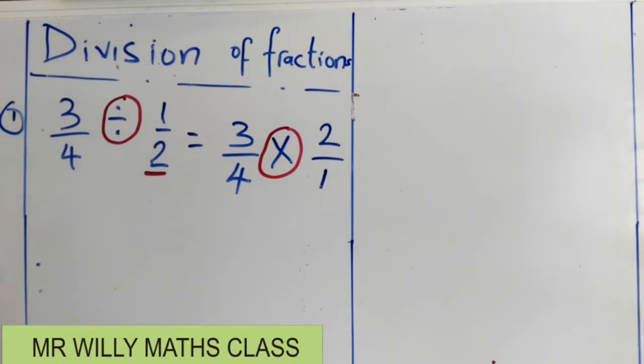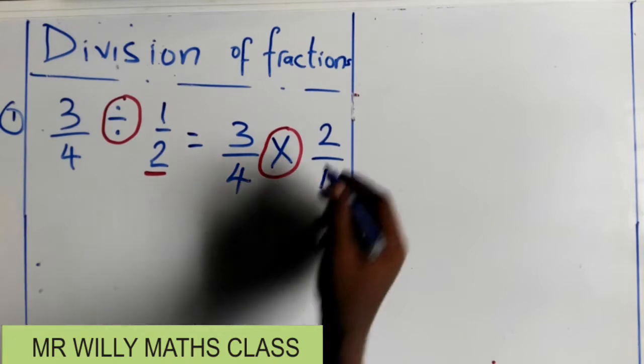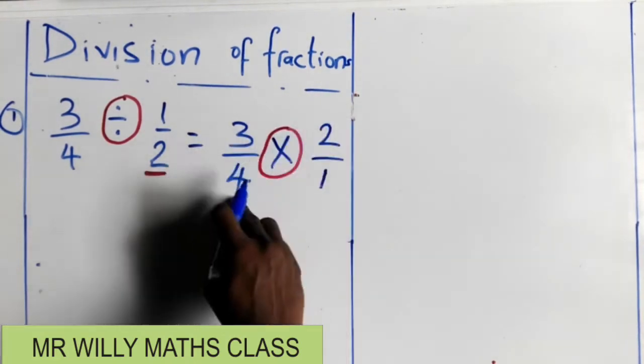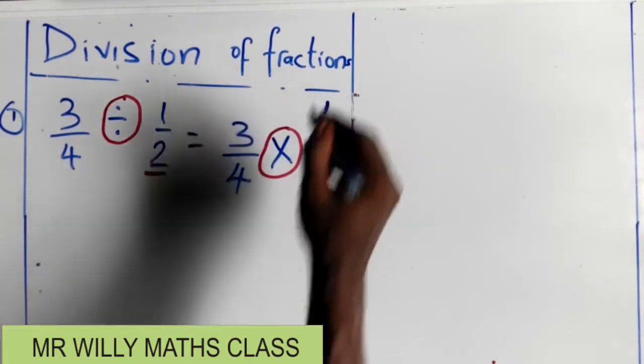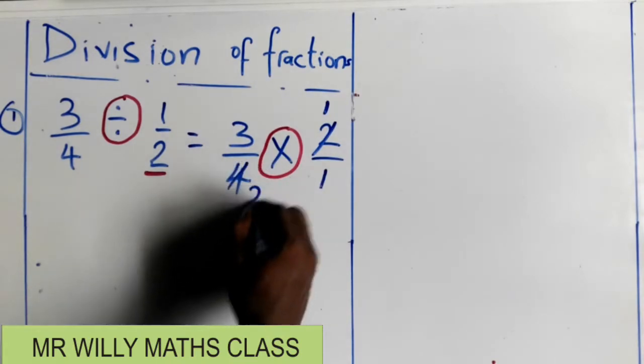After you have changed the division sign to multiplication, then you divide the numerator and the denominator with a common factor. Now 2 is a common factor of these 2 and 4. So 2 will go into 2 once. How many 2s can you see in 4? That will be 2. So we are left with what?